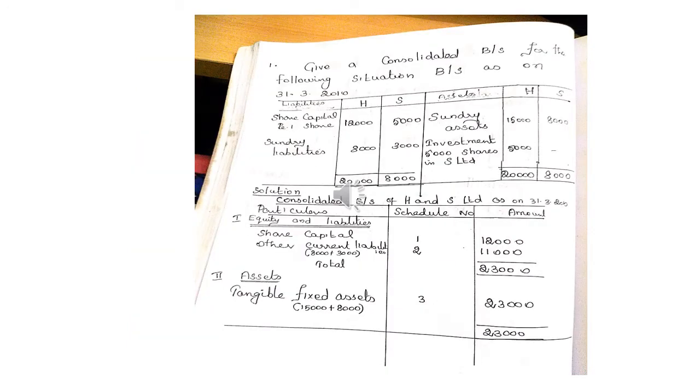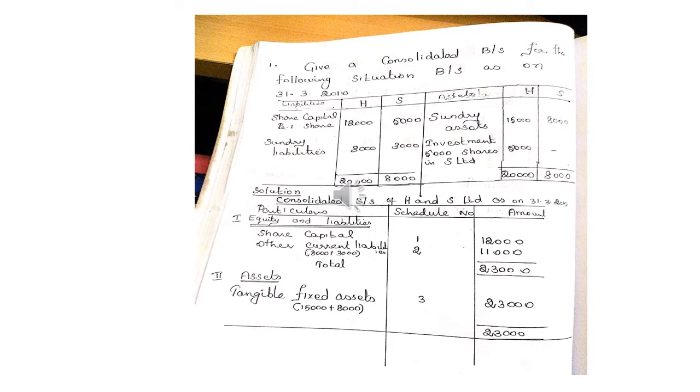Now we have to see the first problem. Give a consolidated balance sheet for the following situation. H is the holding company, S is the subsidiary company. Share capital is 12,000 and 5,000. Sundry liabilities and sundry assets are given. Investment: 5,000 shares in S Limited, amount is 5,000, so par value is rupee 1. The holding company purchased the entire shares of the subsidiary company. This is the information given in the problem.